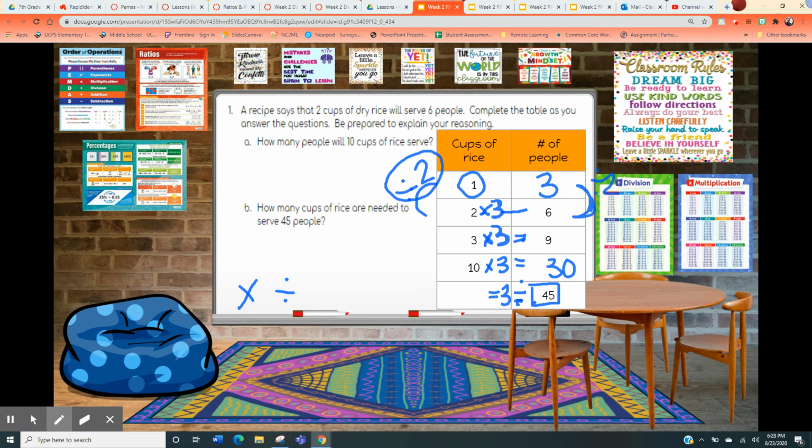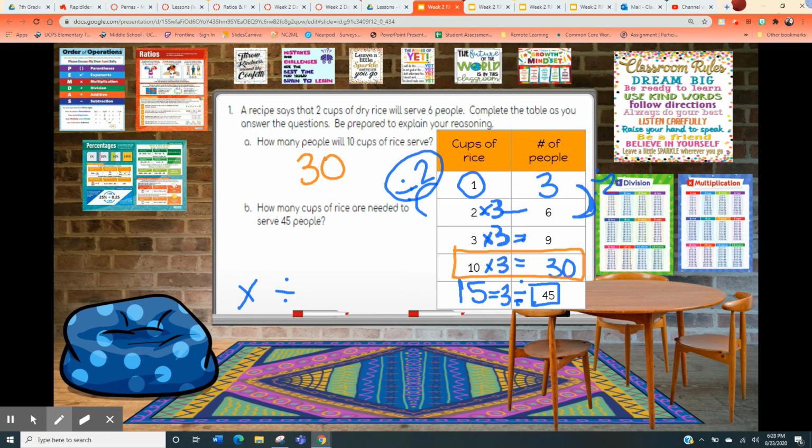Let's think. What could that give me? 45 divided by 3 gives me 15. Very good. So now I'm going to look at those questions because remember, you always have to go back and answer. A says, how many people will 10 cups of rice feed? Well, if I look at my answer choices, it says 10 cups of rice feeds 30 people. So the answer to A would be 30.